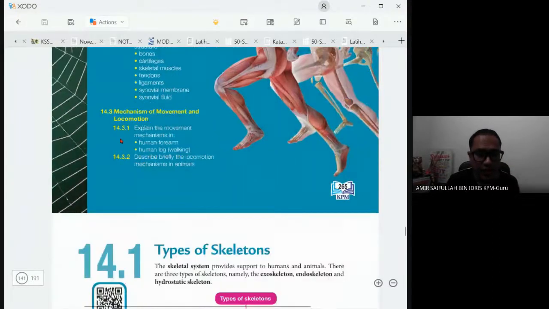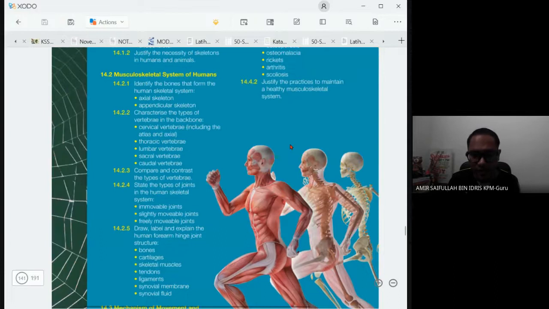And then 14.3, the mechanism of movement and locomotion. How can humans raise up the hand? Kenapa human boleh angkat tangan? Kenapa dia boleh angkat kaki? Kenapa burung boleh terbang? Kenapa fish boleh bergerak? How can fish move left and right? How can the grasshopper jump from one place to another place? How do they move? They use their bones. So we are going to see how they move. Are you guys clear so far?